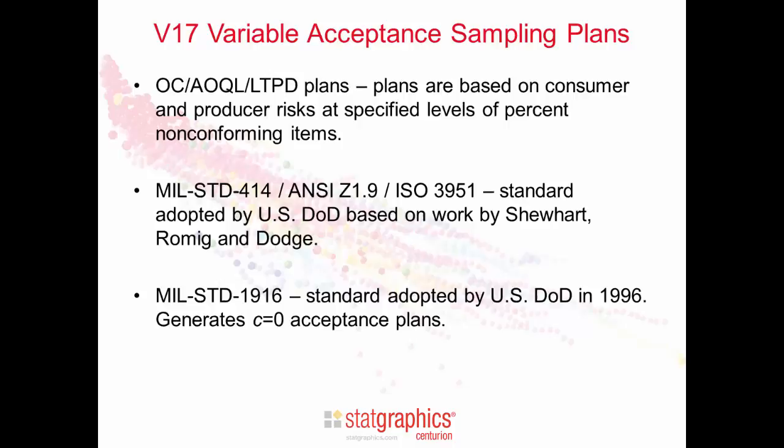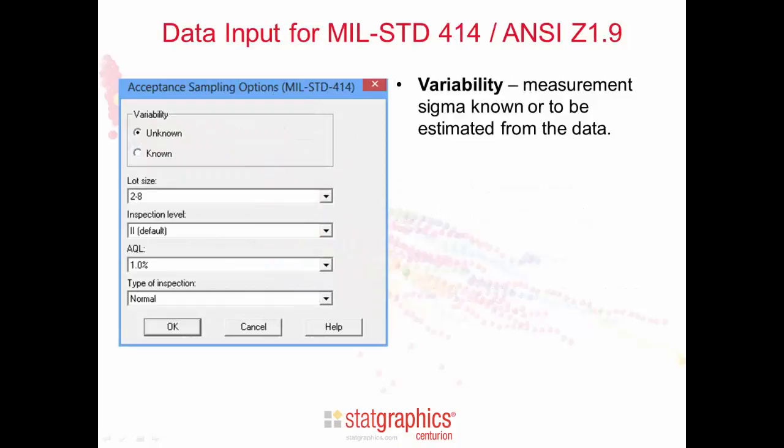When implementing Military Standard 414, ANSI Z1.9, several parameters must be specified. First, one must indicate whether the measurement standard deviation is known or will be estimated from the data. Second, the lot size must be indicated by selecting an appropriate range. Third, the inspection level must be indicated.